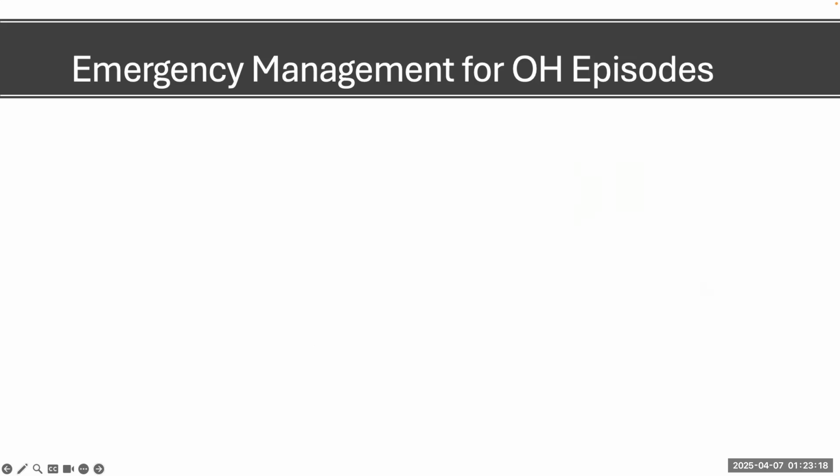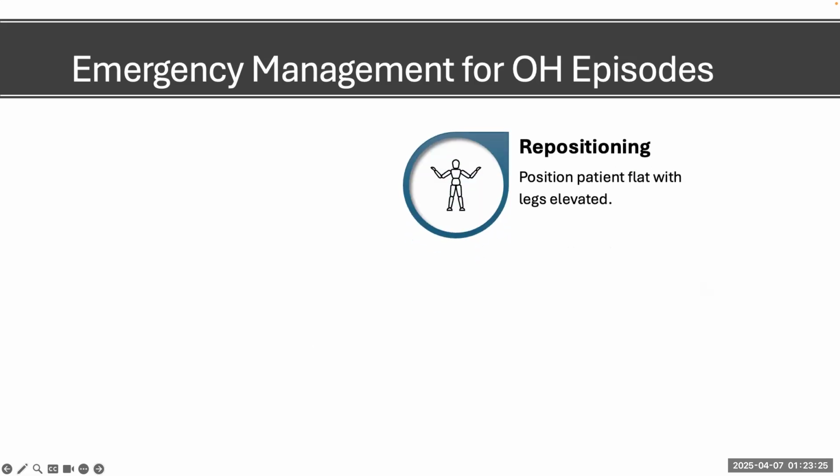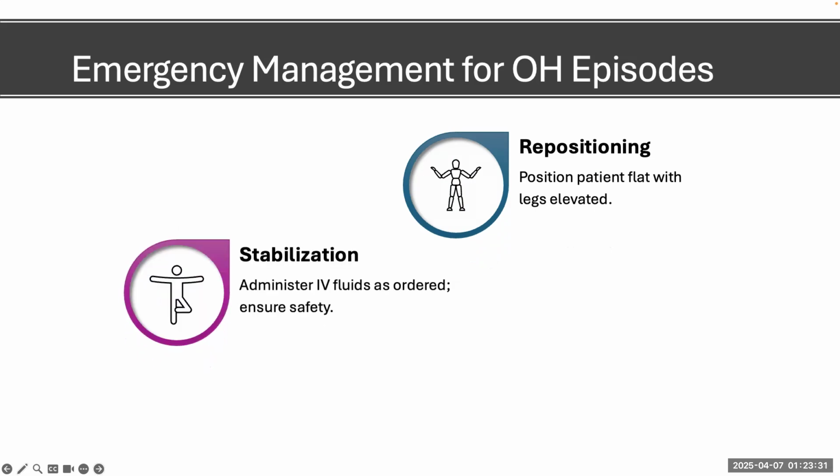Emergency management of orthostatic hypotensive, or OH, episodes. In an orthostatic hypotensive emergency, immediate action can be life-saving. Placing the patient flat with legs elevated improves venous return and cerebral perfusion. If intravenous fluids are ordered, administer promptly while reassessing blood pressure and neurological status.